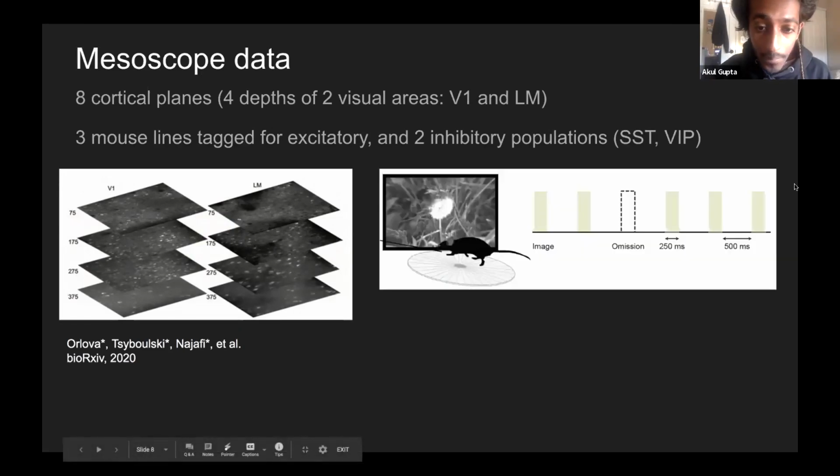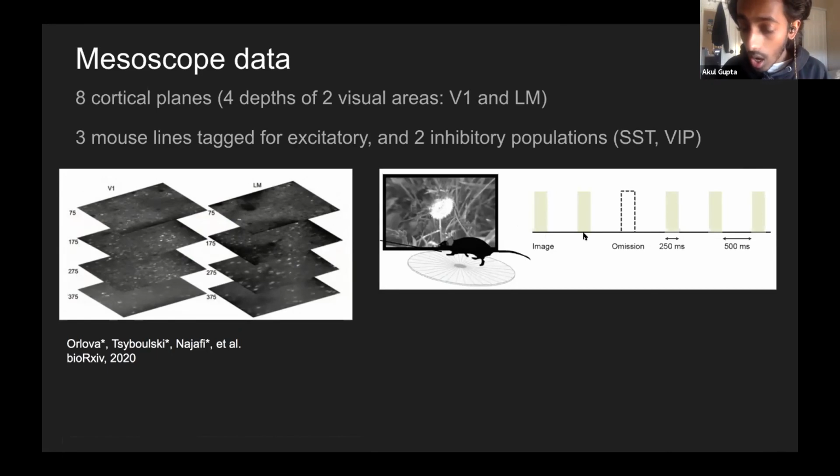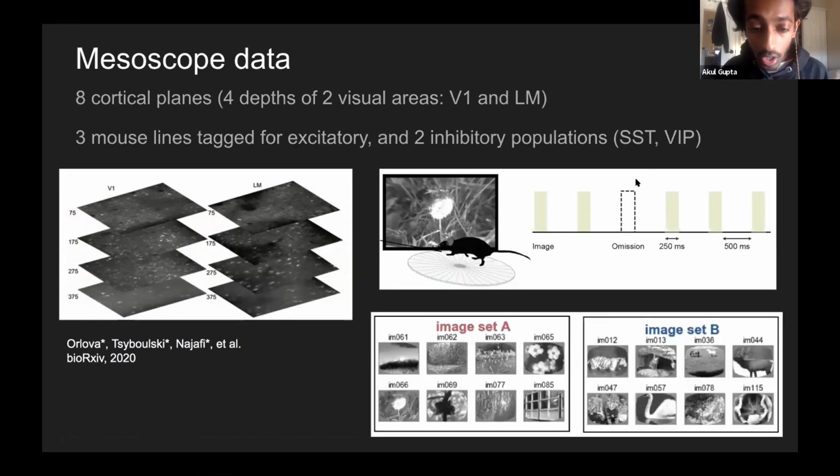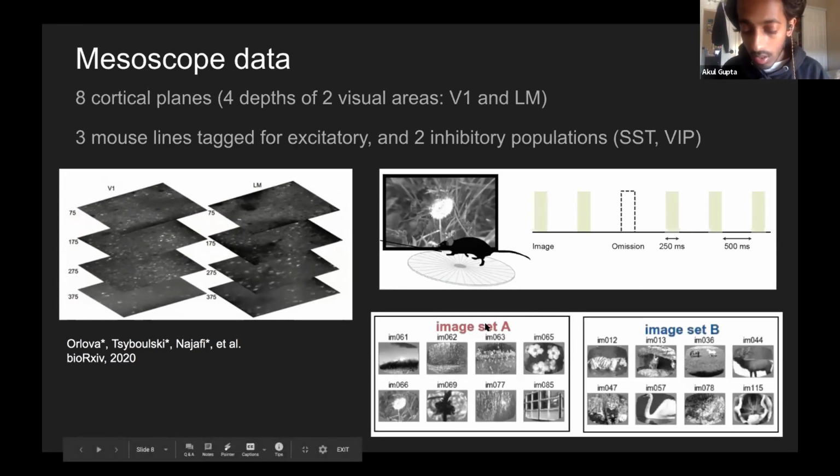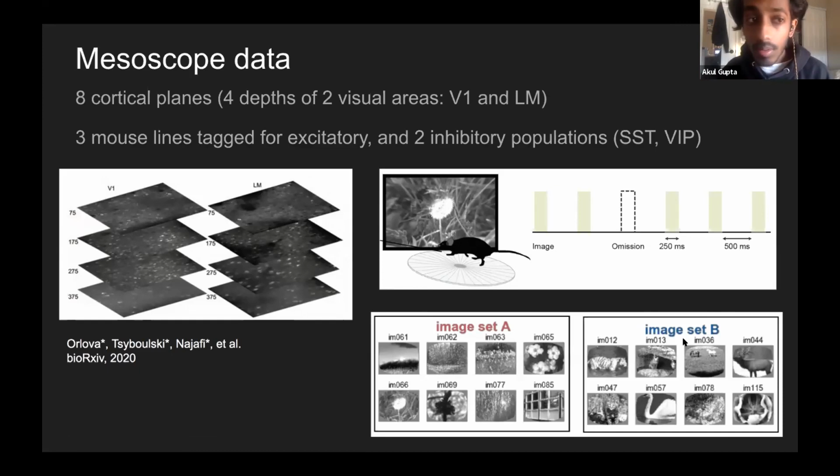The mouse is shown an image every 500 milliseconds. So it's shown image, image, image, and then randomly, there's sometimes an omission of that image when the mouse is expecting the image. We call that an omission. And the last thing you need to know is we have 2 image sets. First is called the familiar image set. These are images that the mouse has seen before, it's trained on these, and it recognizes these images. Then on a new day, we'll switch to a different image set called the novel image set. These are images that it's never seen before, so they're novel.